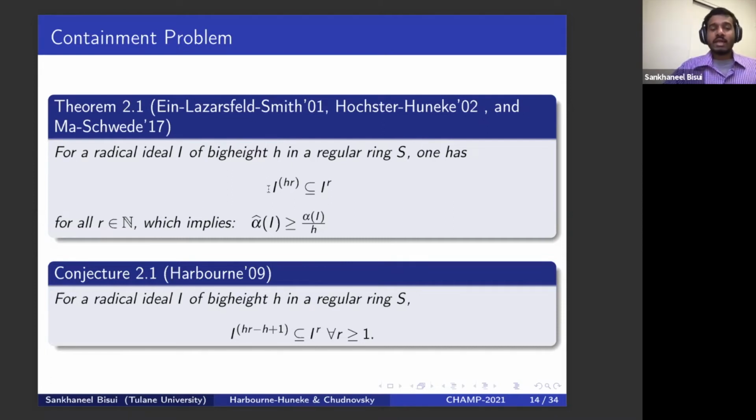Now, if we do a little bit of computation, this will infer that the Waldschmidt constant of the ideal is at least alpha(I) over h. So can this bound of the containment be improved? The answer is of course yes, as we can see in Harbourne's conjecture: if we take a radical ideal with big height h inside a regular ring, then the (hr minus h plus 1)-th symbolic power sits inside I^r.